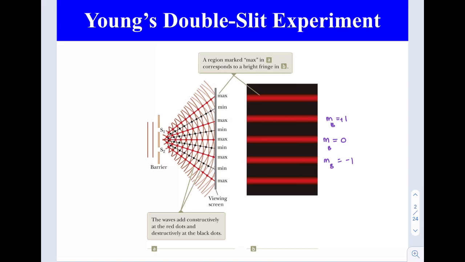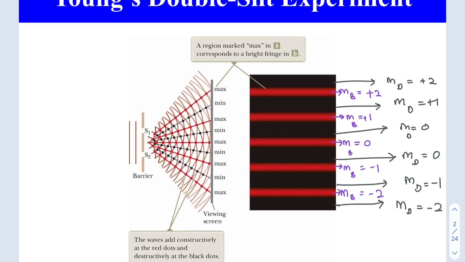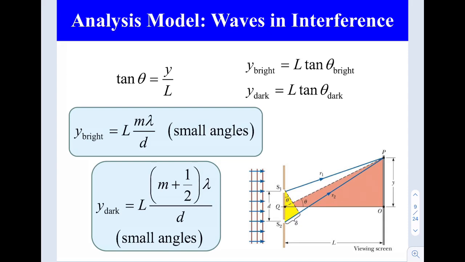For the dark, here is the dark, where this is m equivalent to 0 dark. And here is m dark equivalent to positive 1. And here m dark equivalent to positive 2. Analysis model: still wave interference.